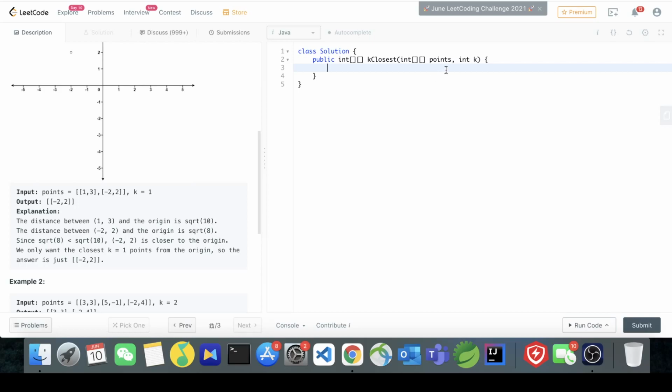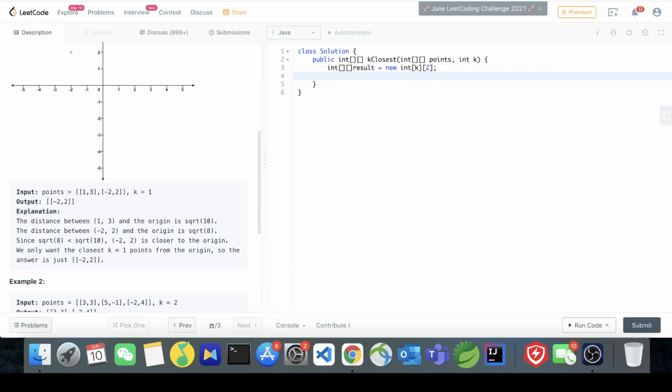So let's start coding. First, we have to create a result array of k length, and each array inside the result array will have length of 2, which will be x and y. So we create a result array of k length and 2.